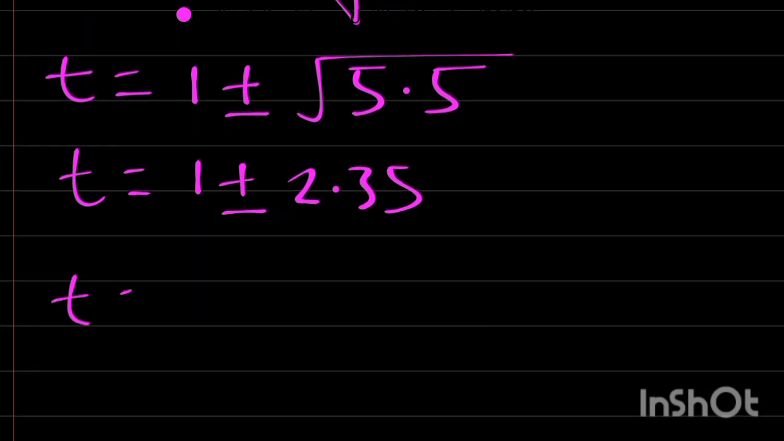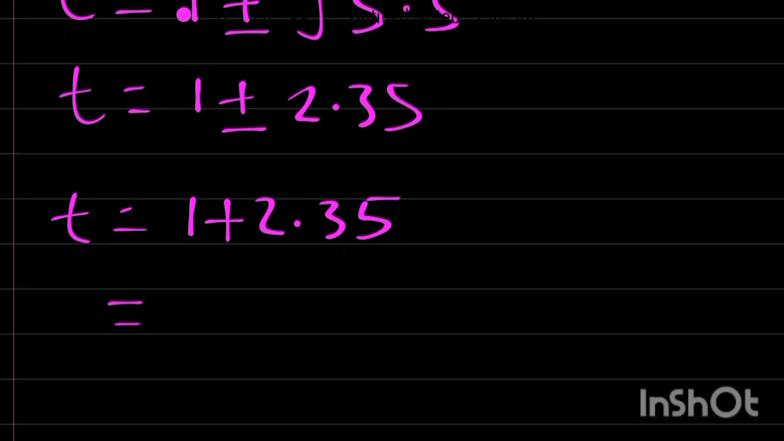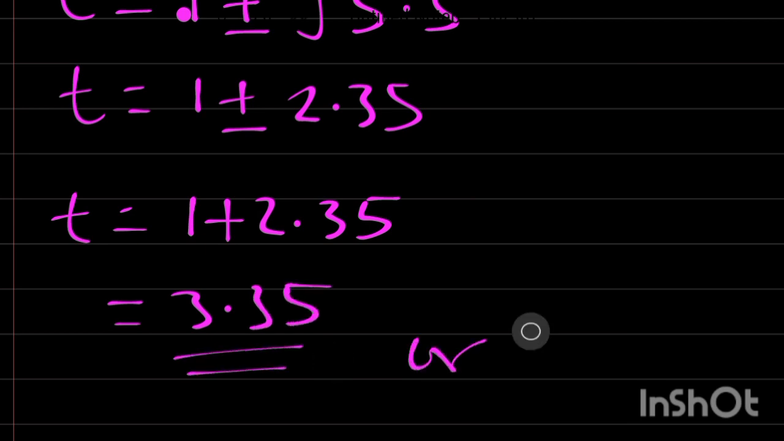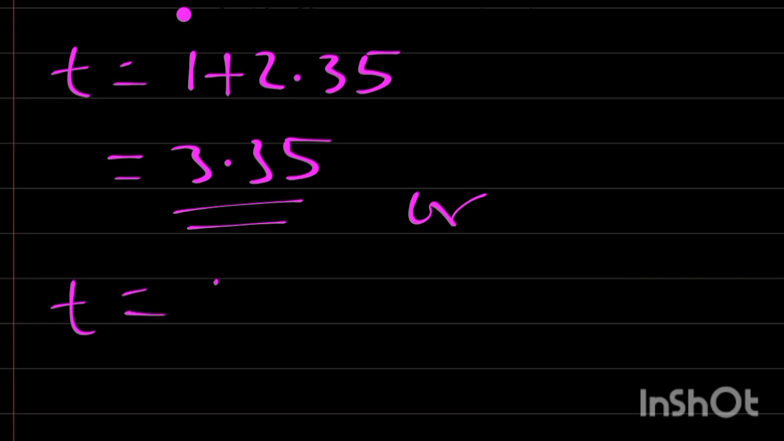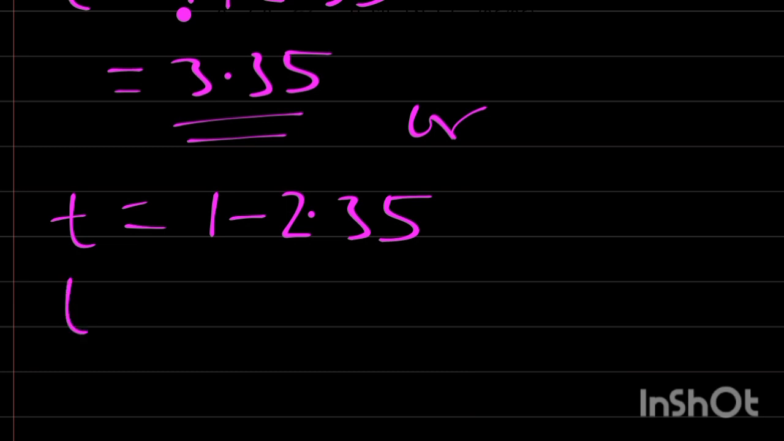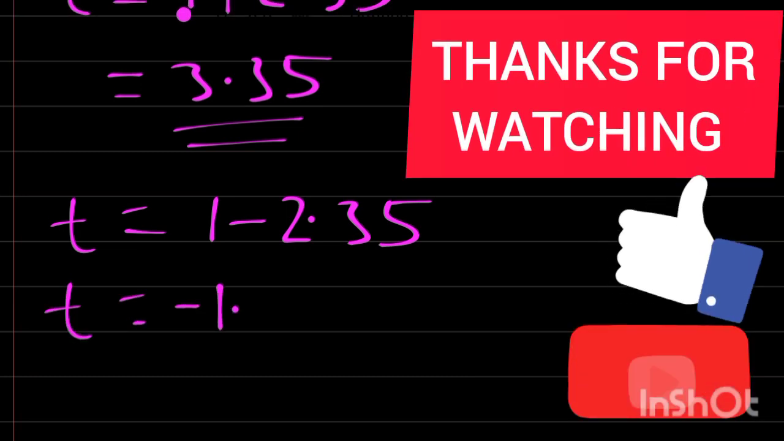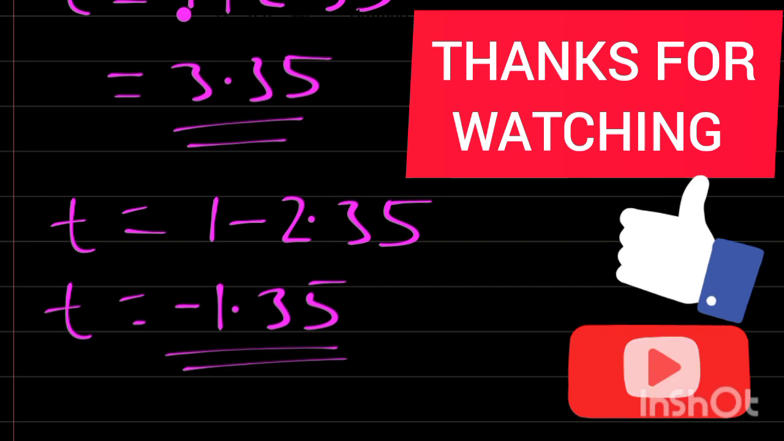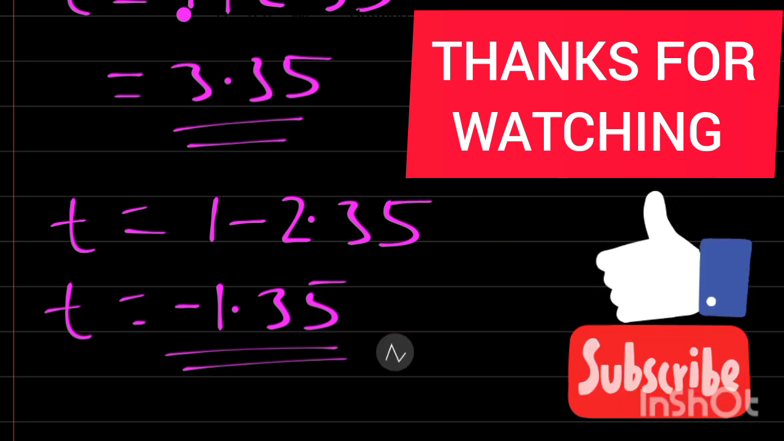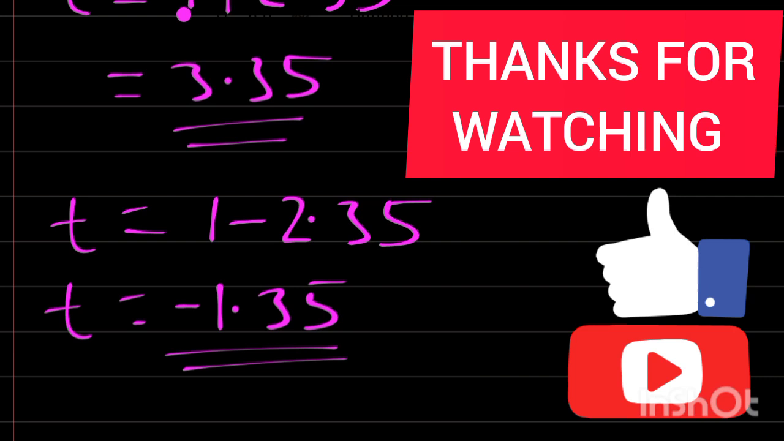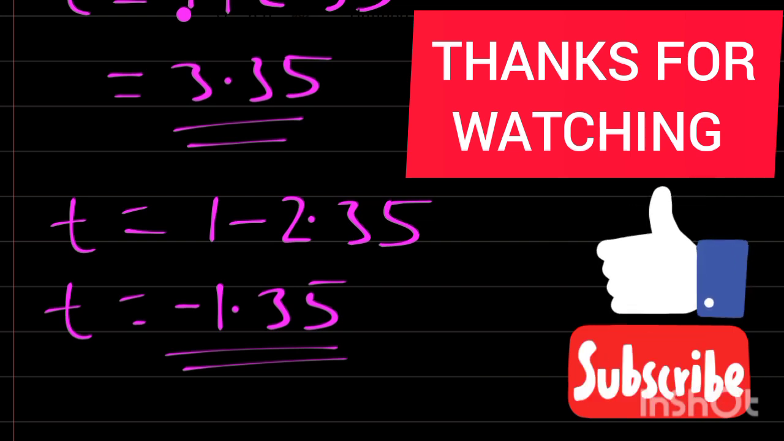Therefore, I have t is equal to 1 plus 2.35, therefore t is equal to 3.35, or t is equal to 1 minus 2.35, and my answer is going to be minus 1.35. These are the two values of t. We have solved this quadratic expression using the completing the square method.